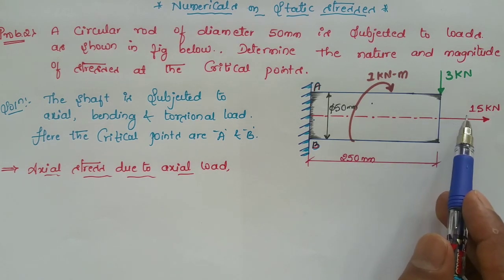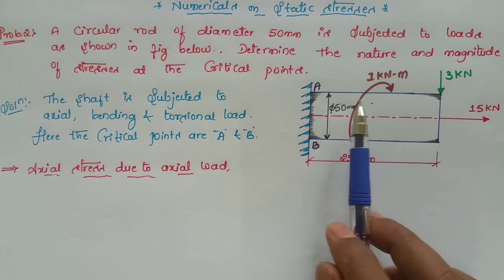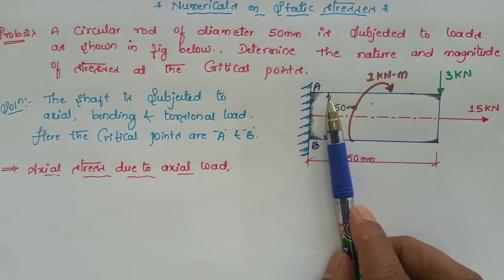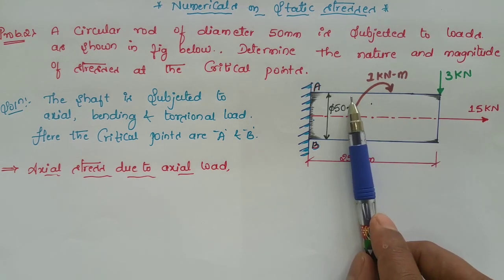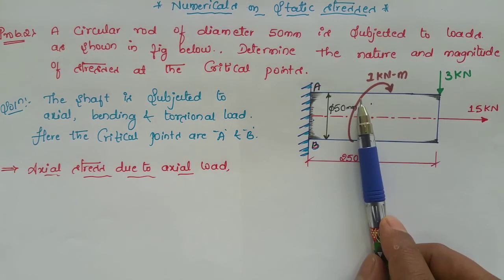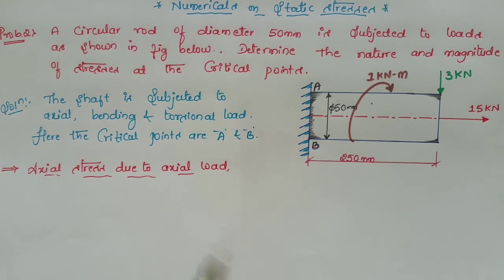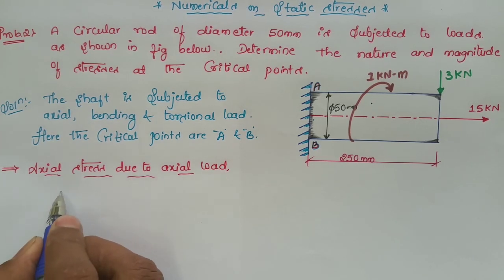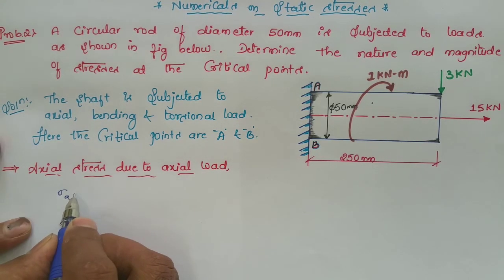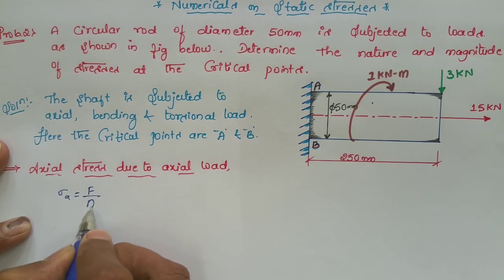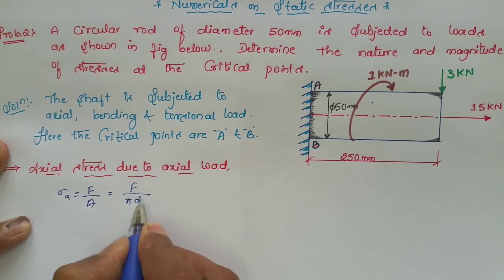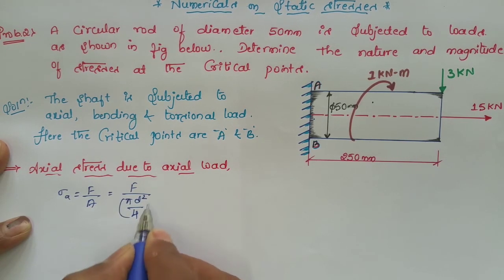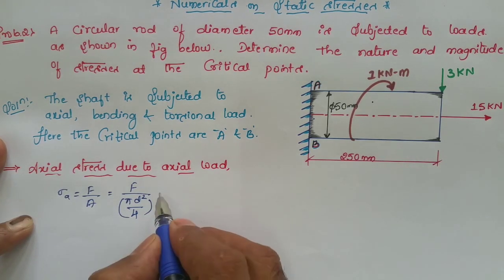Because of this 15 kilonewton axial load, I can have an axial stress in the member. When it is subjected to a load of 15 kilonewton, the entire member will elongate. Because of the elongation there will be an axial stress in the member. So I take it as sigma A, which is given by force by area. We know that the area is pi d square by 4, so we have to take the cross-sectional area.